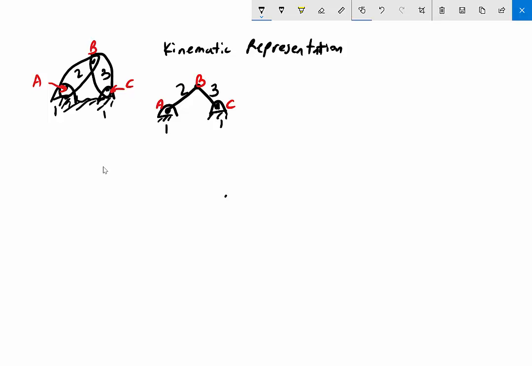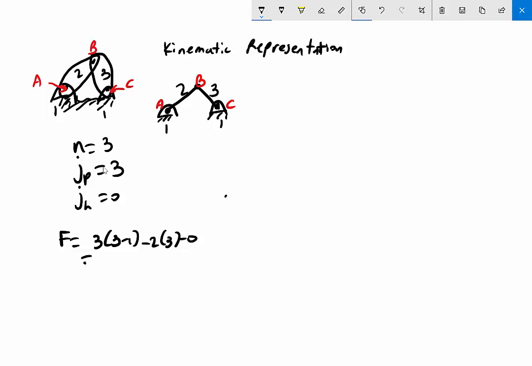So what do we have? N, number of links is 3. Primary joints, you have them all pinned, 3, our A, B, and C. Higher order, right? Cam followers, gears, we don't have any. Plug it in. So F equals 3 times (3 minus 1), minus 2 times 3, minus 0, equals 0. So this is what we call a locked mechanism, right? It's a structure.